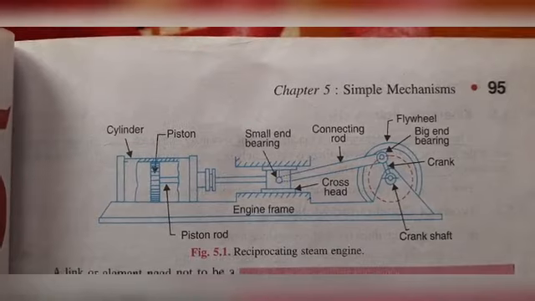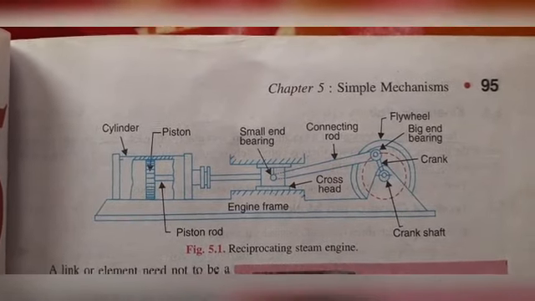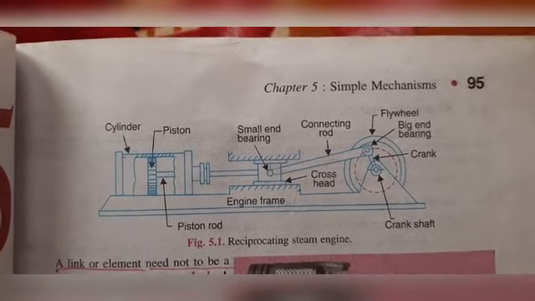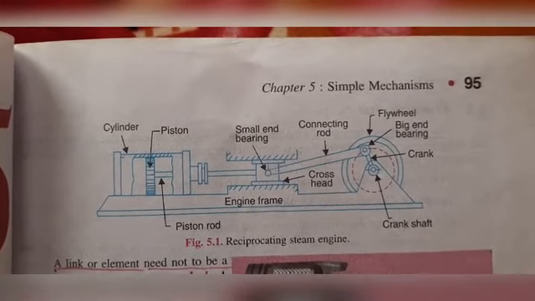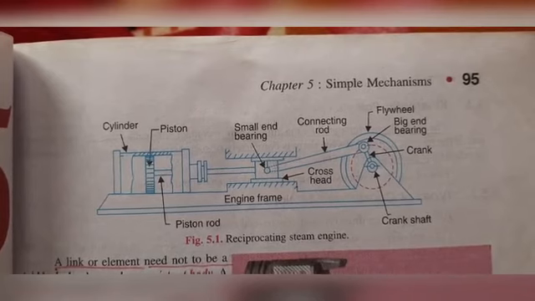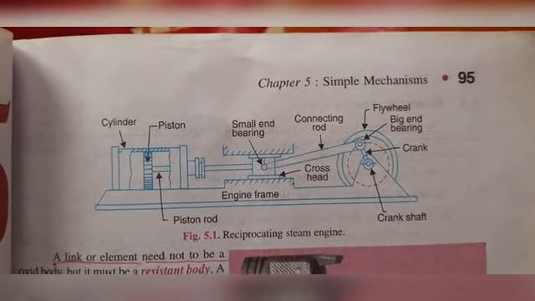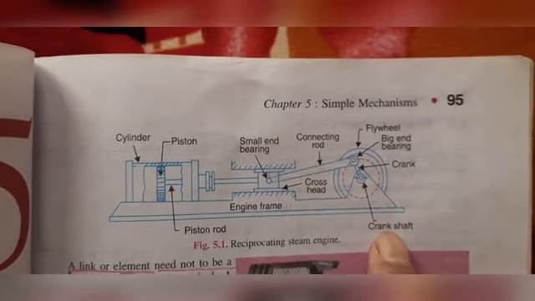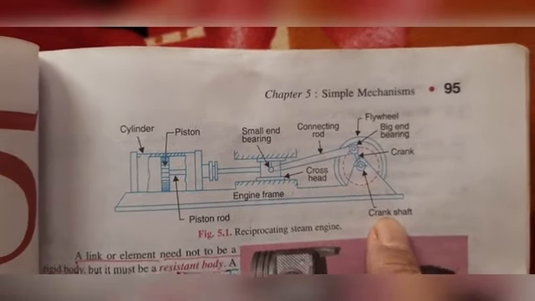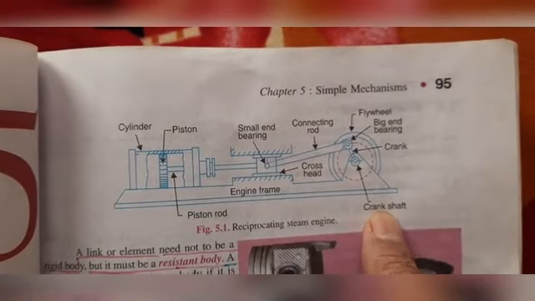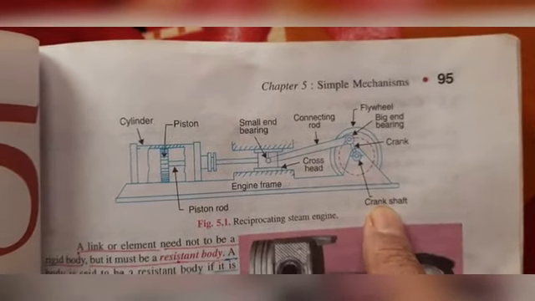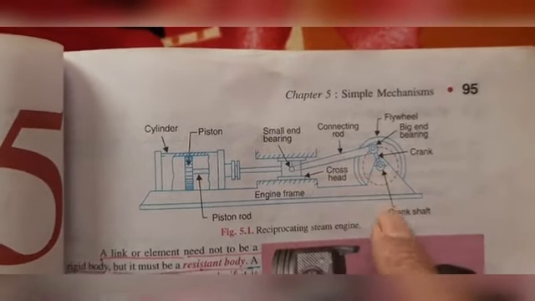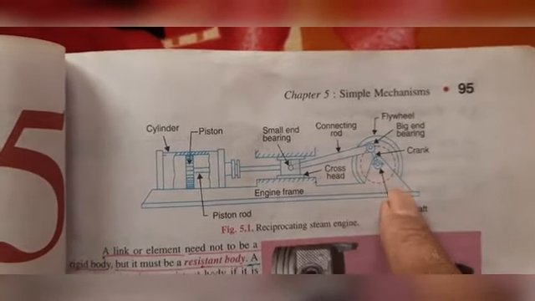Here this is the model of a reciprocating steam engine. Here the crankshaft of an engine forms a kinematic pair with the bearing. This is the crankshaft. The crankshaft forms a kinematic pair with the bearing, which are fixed in a pair. This is one pair.